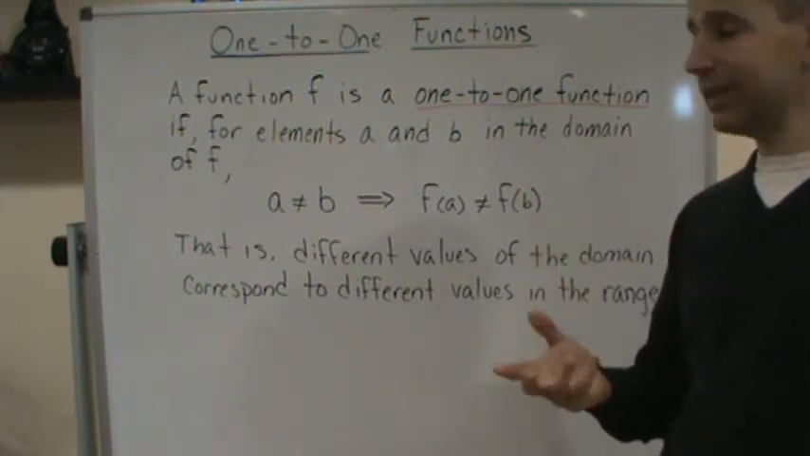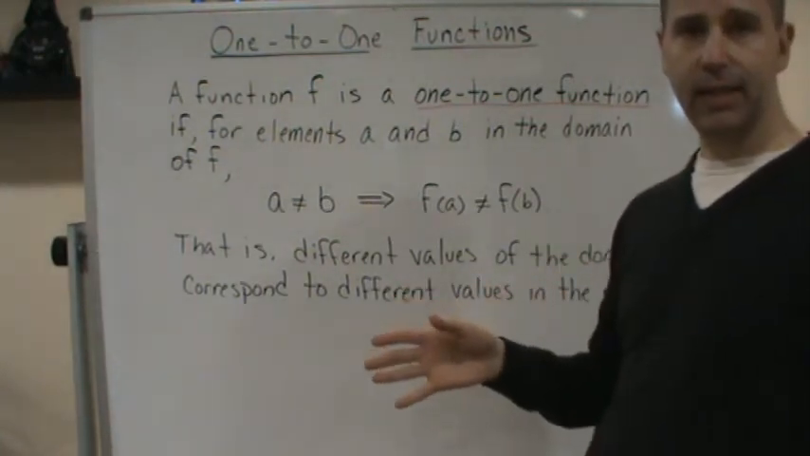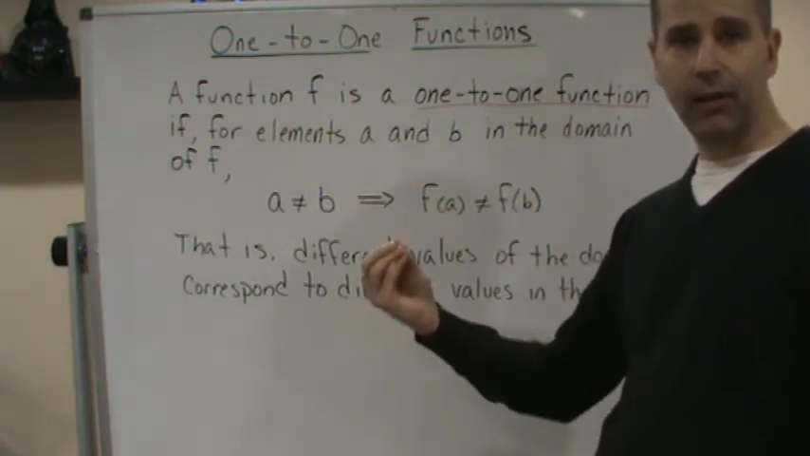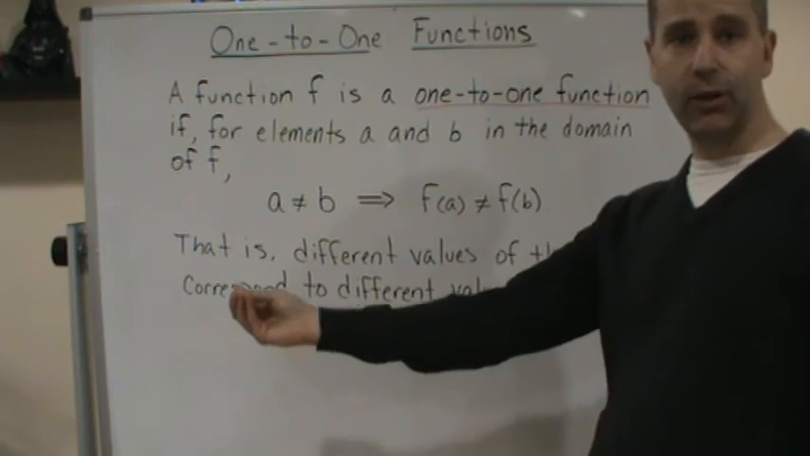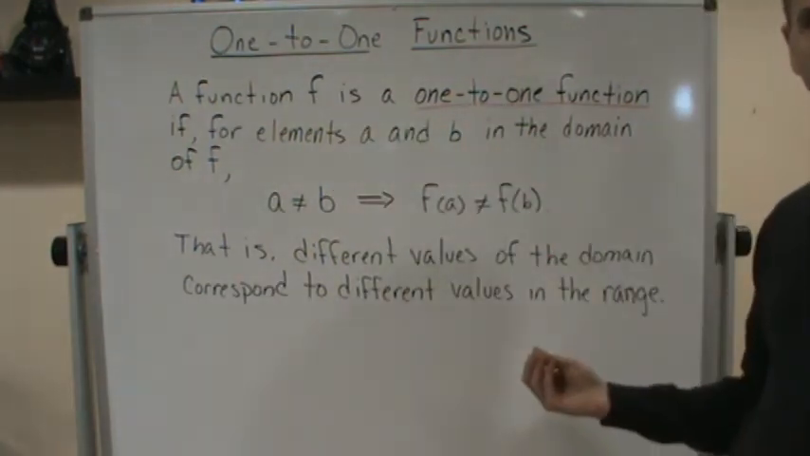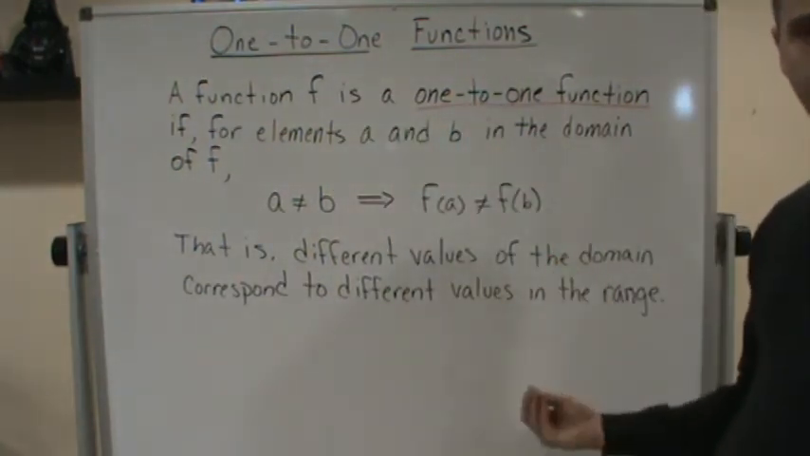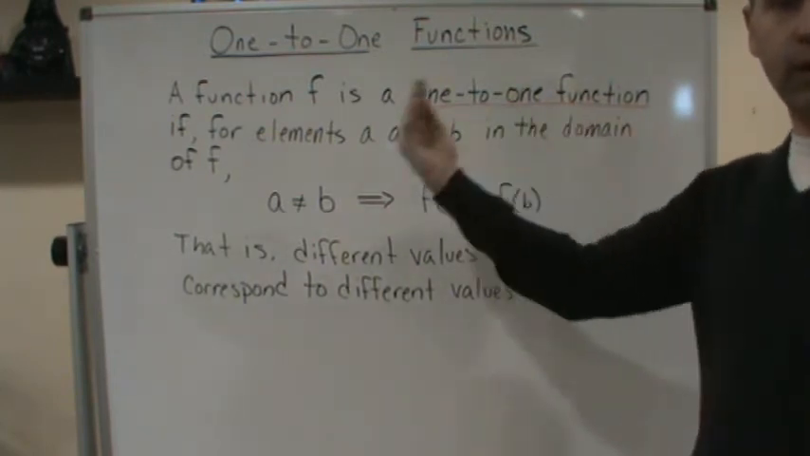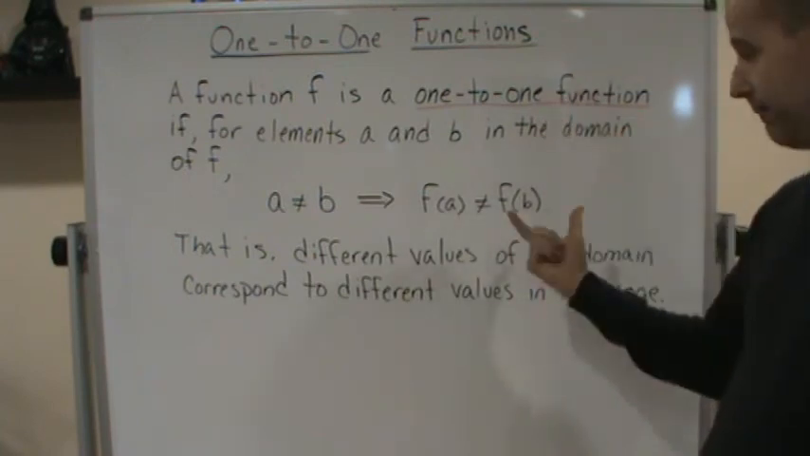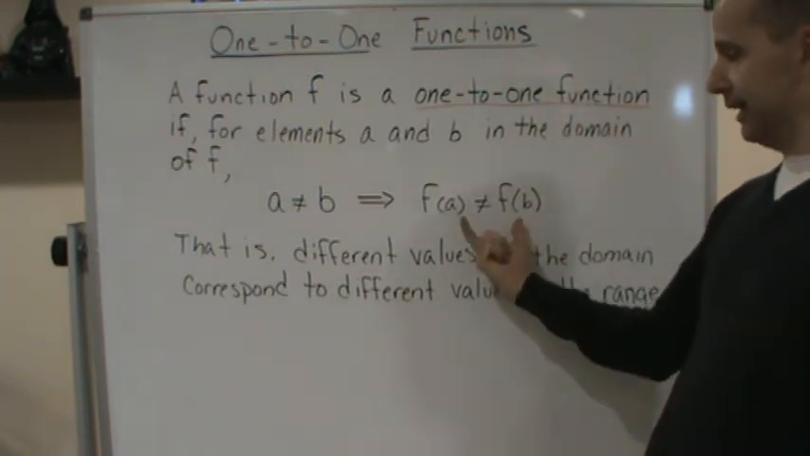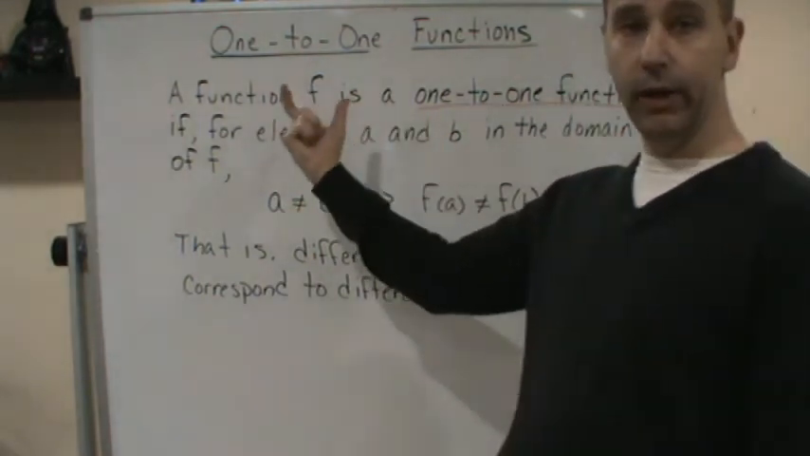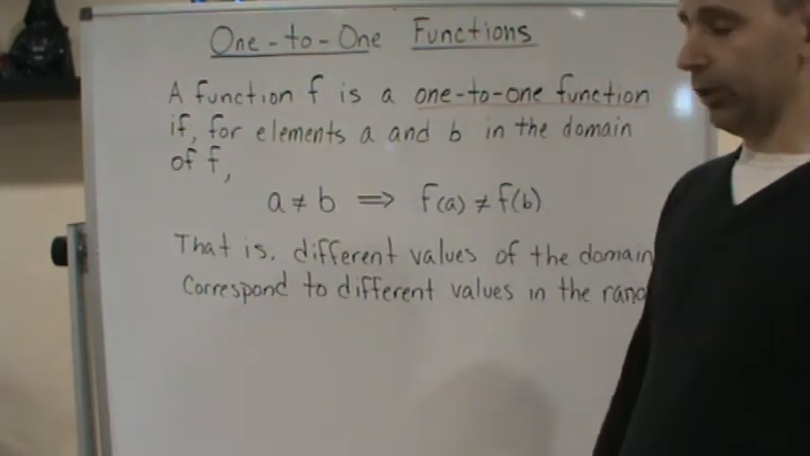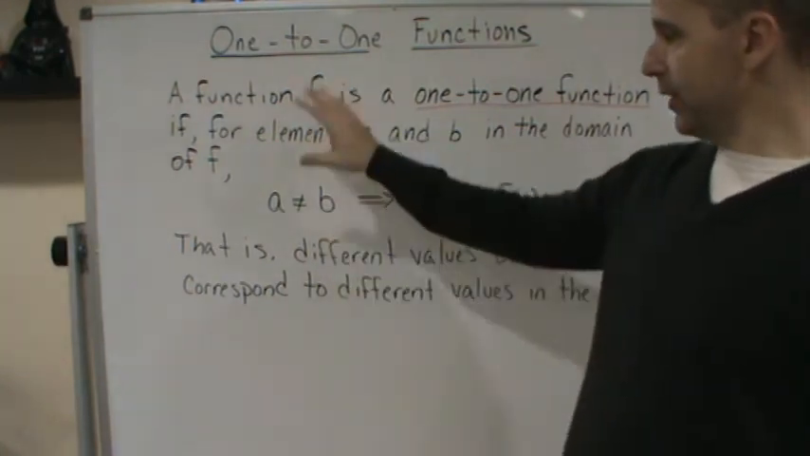Remember, what's the definition of a function? A function is any relationship where for every value in the domain, there is exactly one value in the range that it maps to. Well, to be one-to-one, it has to go the other way too: for every value in the range, there can only be one value in the domain. Okay? So that's where this definition comes from.